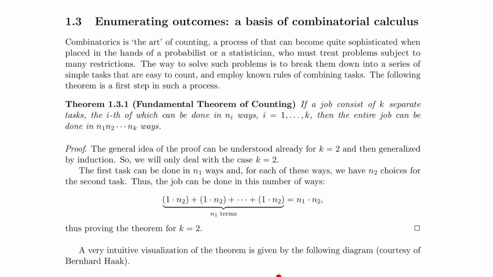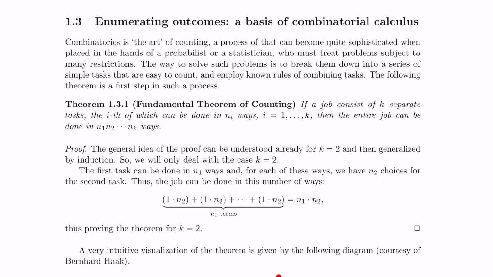Combinatorics is the art of counting under constraints, and in probability it is used when we subdivide a job into multiple tasks. Let's immediately see the fundamental theorem of counting that we'll use many times in the following. The theorem says that if a job consists of k separate tasks, the ith of which can be done in ni ways, then the entire job can be done in n1 times n2 times ... times nk ways. To avoid useless complications, we will perform the proof only for the case k equal 2.